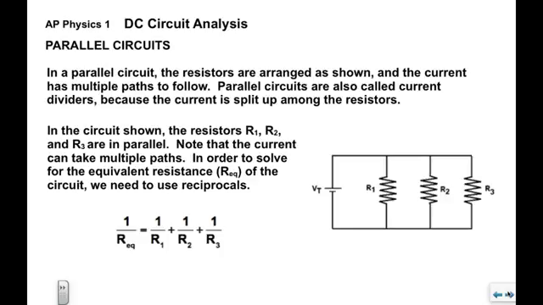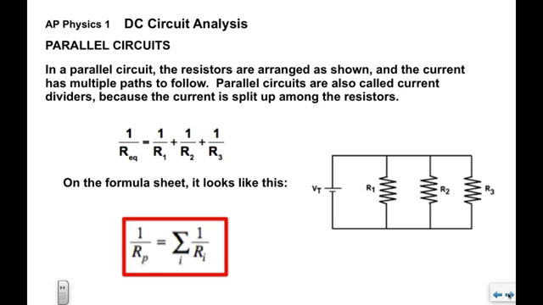Now in this circuit that we see here, R1, R2, and R3 are in parallel. The current takes multiple paths, and to find the equivalent resistance of the circuit, we need to use reciprocals. So 1 over R equivalent equals 1 over R1 plus 1 over R2 plus 1 over R3. We could extend this to however many we have in the parallel circuit. On your formula sheet, it looks like this. 1 over Rp, or R parallel, is sigma, the sum of 1 over Ri. Again, i is the number of resistors in the parallel circuit.